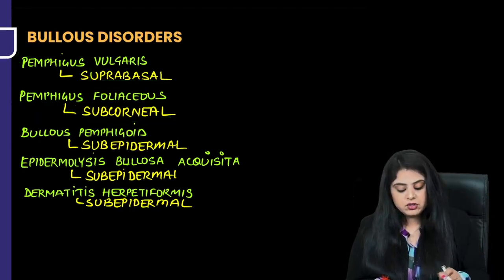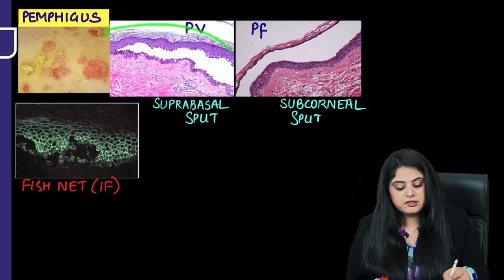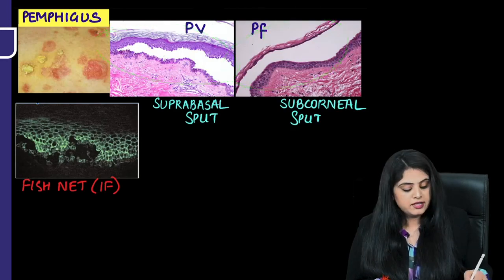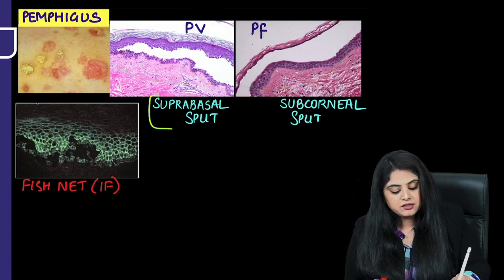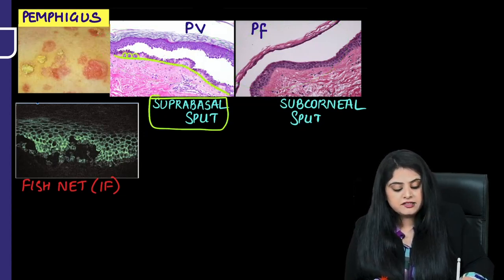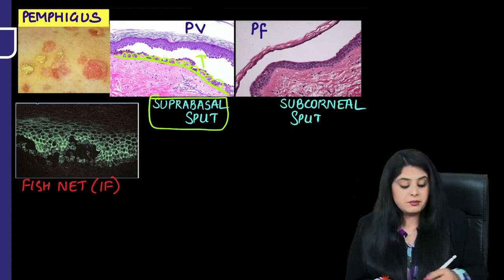So first, let me show you a picture of this. Look at this, guys. There is a problem in the epidermis, topmost layer. So in pemphigus vulgaris, there is a suprabasal split. You see, the basal layer is as it is. Basal layer is standing as it is, not moving, but above the basal layer, there is a split, suprabasal split.